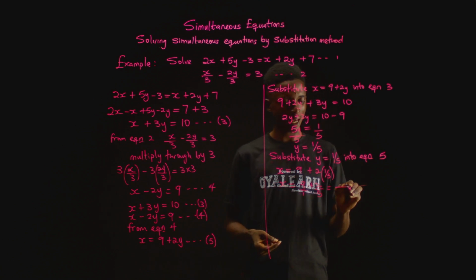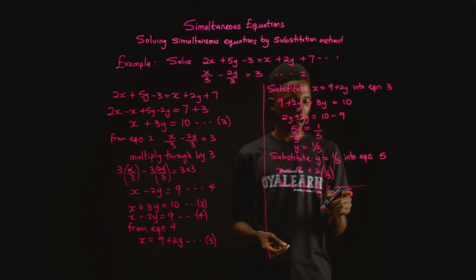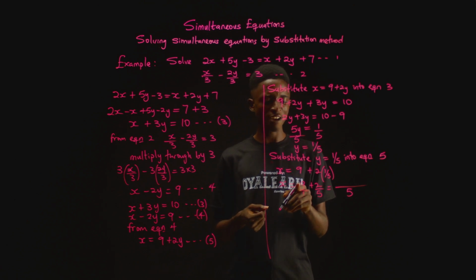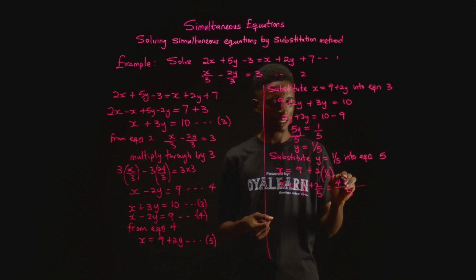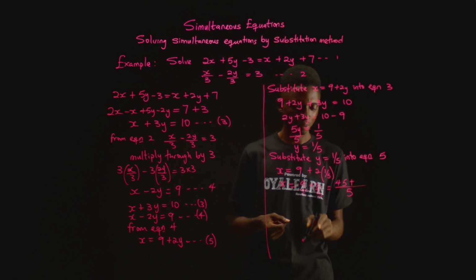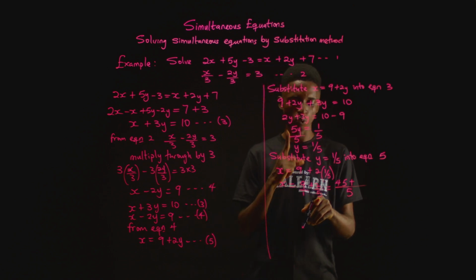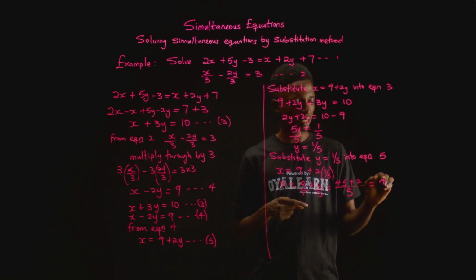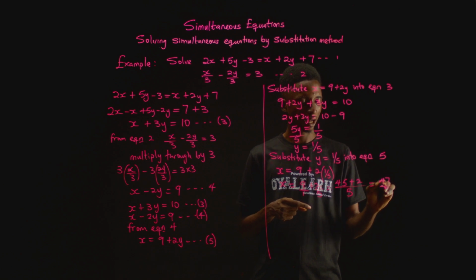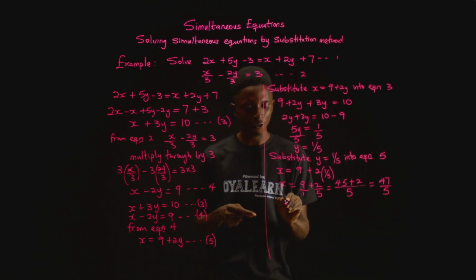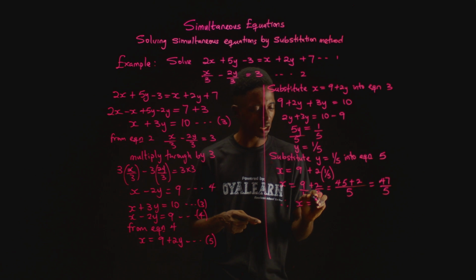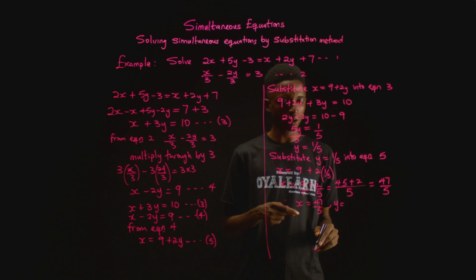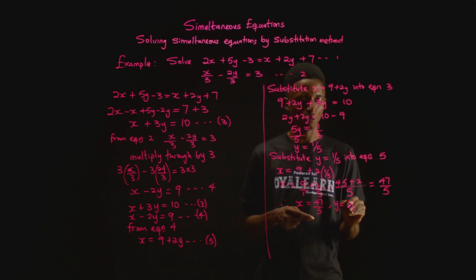And when we take LCM, LCM is 5. Now 5 divided by 1 will give us 5. And then 5 multiplied by 9, we have 45. Plus 5 divided by 5, that's 1. Multiplied by 2, and we have 2. This will give us 47 over 5. Therefore, x equals 47 over 5, and our y equals 1 over 5.